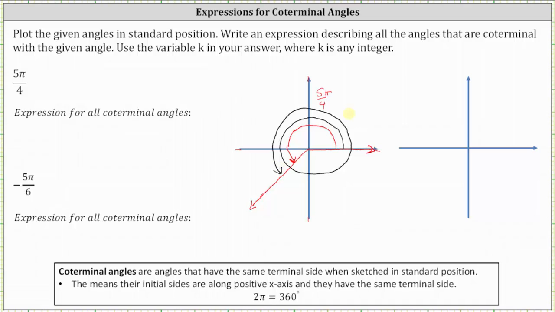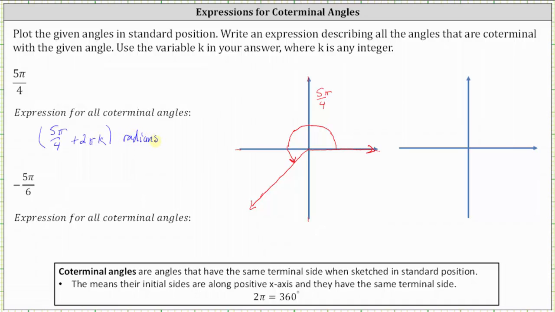If we wanted to find a negative coterminal angle, we would rotate clockwise from the initial side to the terminal side of 5/4 pi radians, which would be here. To find this angle, we would subtract 2 pi from 5/4 pi radians. This indicates the expression for all the coterminal angles to 5/4 pi radians would be 5 pi divided by 4 plus 2 pi k, meaning to find the coterminal angles, we add and subtract multiples of 2 pi to 5/4 pi radians. And the units here would be radians.